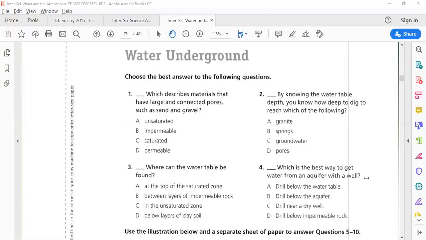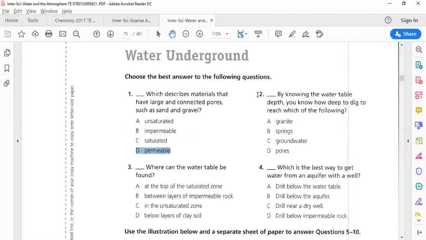So today we are going to start our questions by choosing the best answer to the following questions. Number one: which describes materials that have large and connected pores, such as sand and gravel? A, unsaturated; B, impermeable; C, saturated; D, permeable. It will be permeable because both sand and gravel are permeable materials. So the answer will be D, permeable.